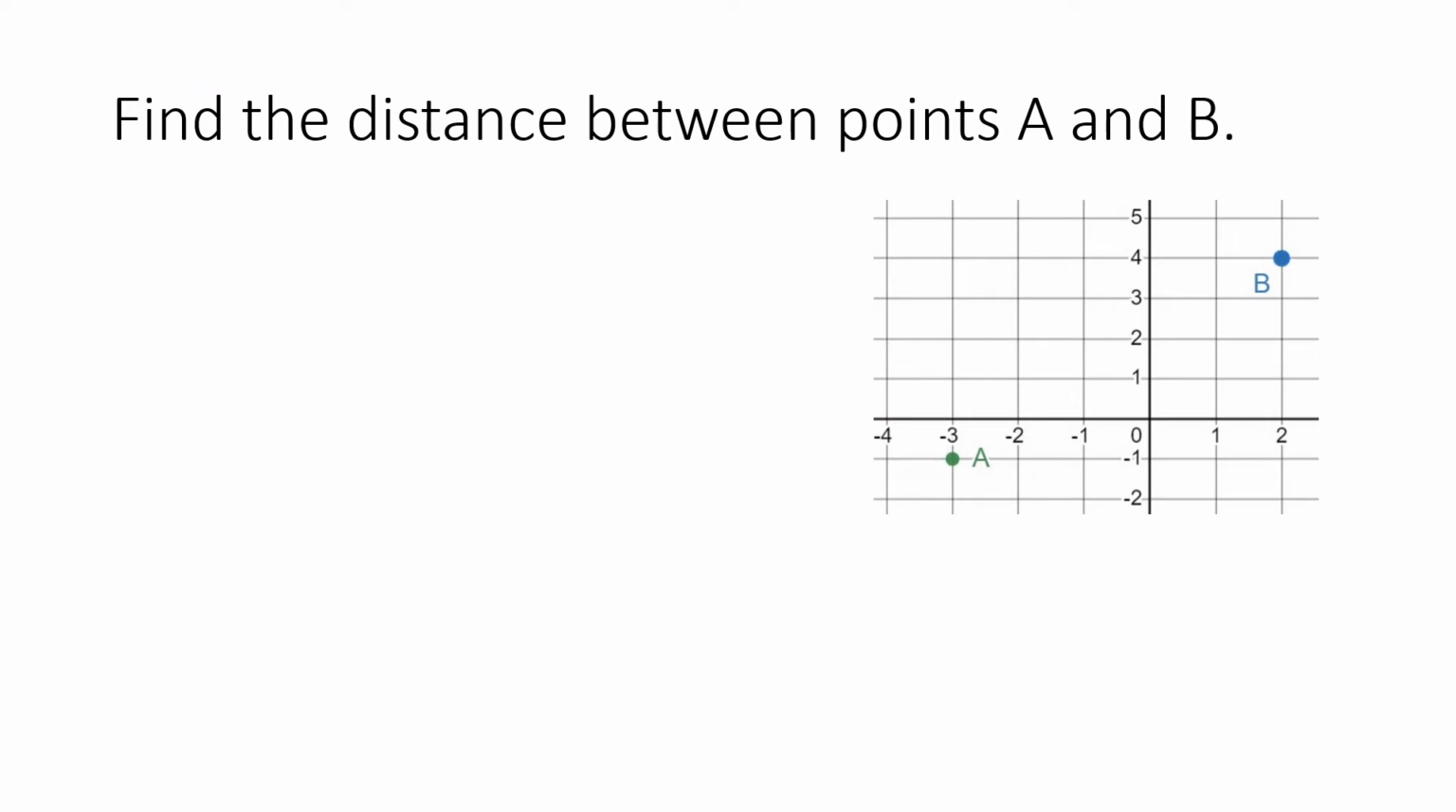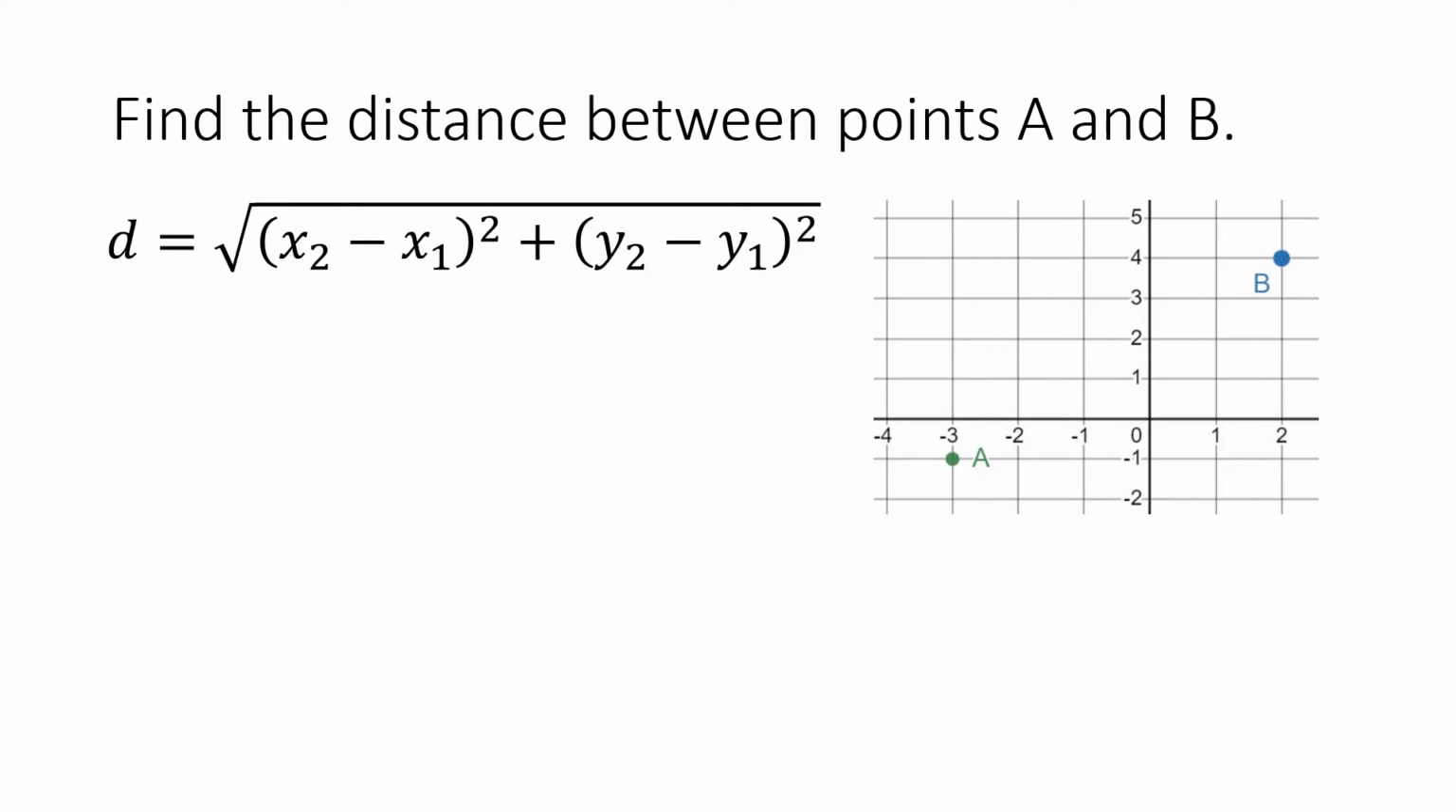Another way that we can find the distance between points A and B on the coordinate plane is by using the distance formula. The distance formula is d equals the square root of the quantity x2 minus x1 squared plus the quantity y2 minus y1 squared. And the x2 and y2 come from one point, and the x1 and y1 come from the other point.